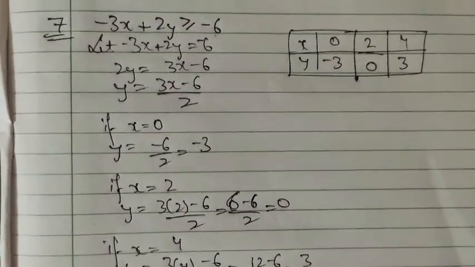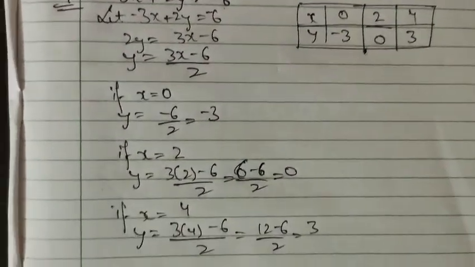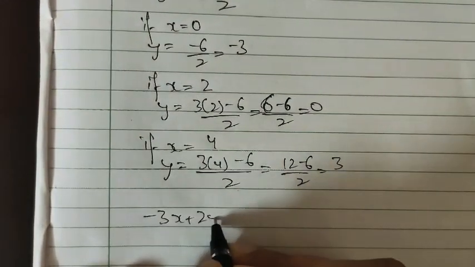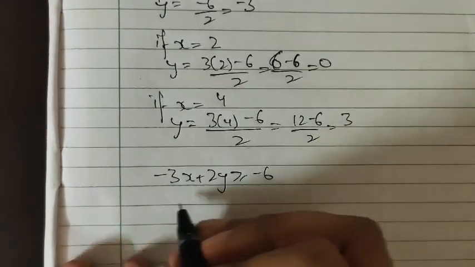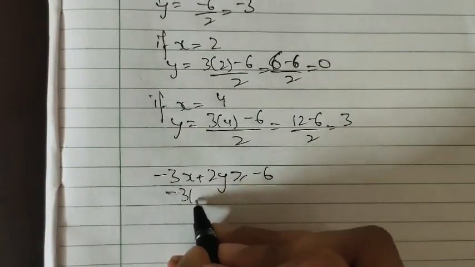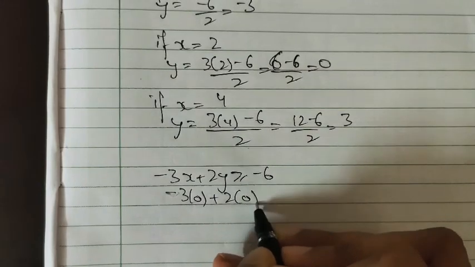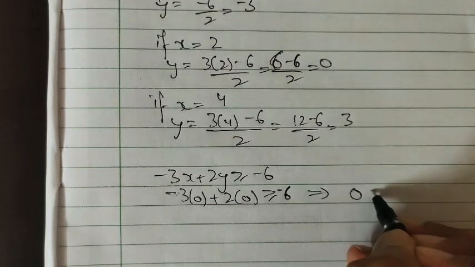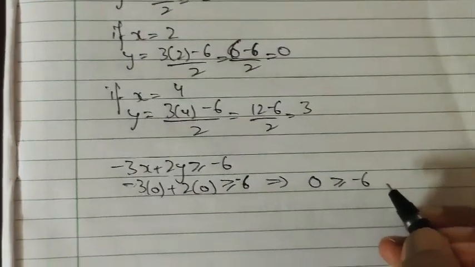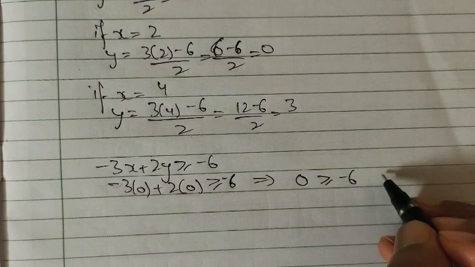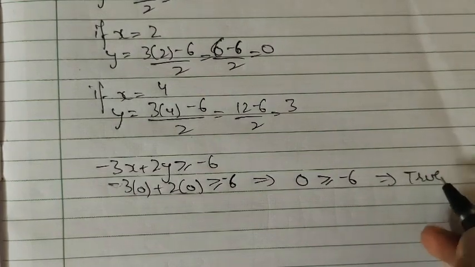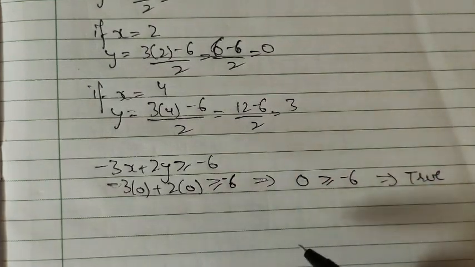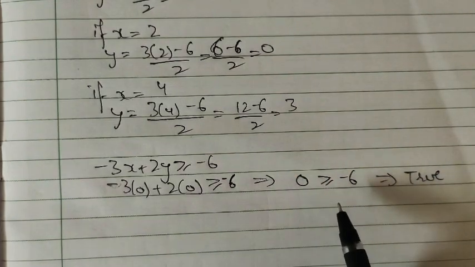Now which portion we have to take, let's define that also. So minus 3x plus 2y is greater than or equal to minus 6. So put x is equal to 0 and y is equal to 0: 0 is greater than or equal to minus 6. So yes, we know that 0 is greater than minus 6. This implies true. So that means the origin side portion you have to take, right? Left side portion of the line. Don't take the right side portion.